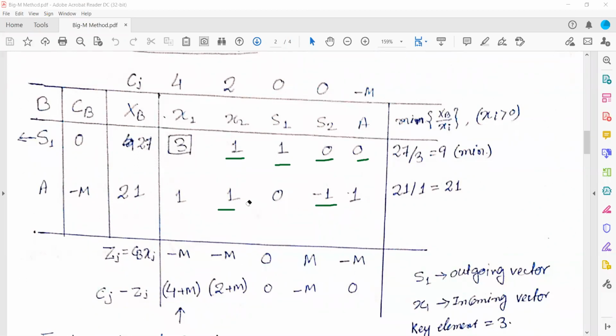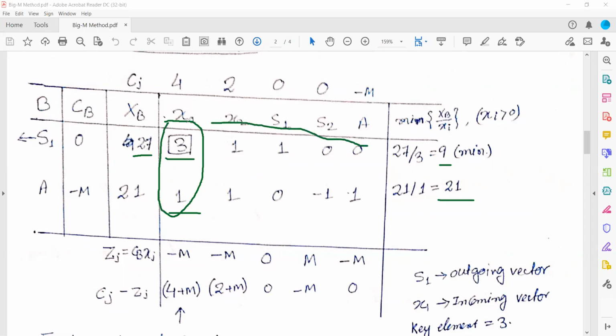For finding the key row, you need to find the minimum of Xb by Xi, along this key column. So now you find Xb by Xi. 27 by 3 is equal to 9, and then 21 by 1 is equal to 21. Which is minimum? 9 is minimum.